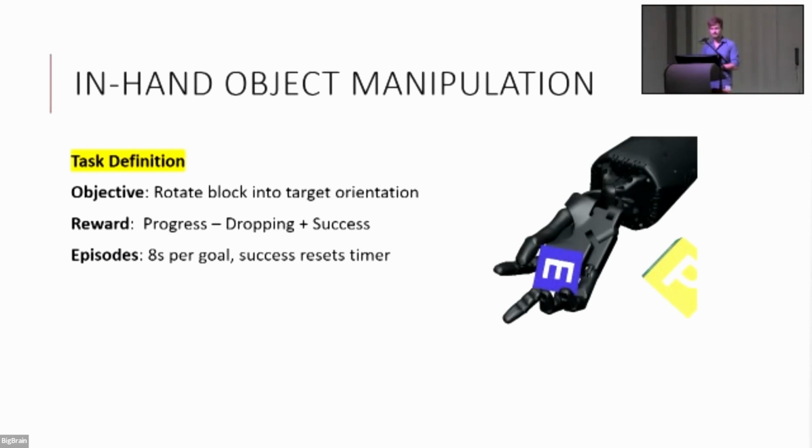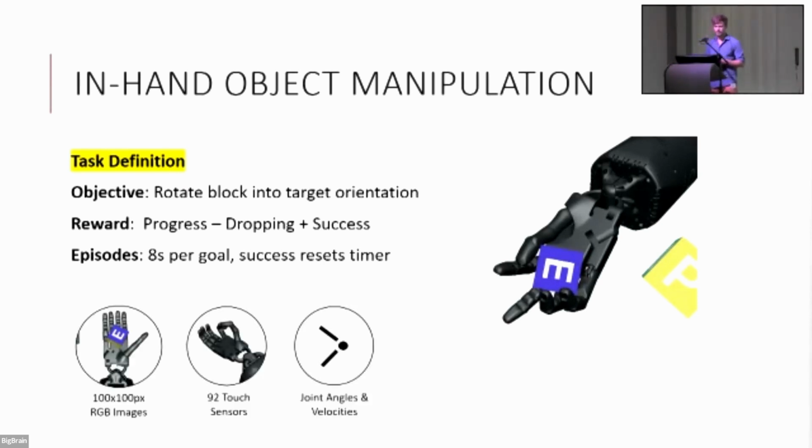And to formulate this, because we're using reinforcement learning, we need a reward. This reward function in our case is simply the progress made towards the goal at every time step, as well as a punishment and a reward for dropping the block and successfully reorienting the block, respectively. Within one episode, the model is allowed to do up to 50 reorientations, but needs to stick within a timer of 8 seconds. That resets, however, in case it achieved one goal.